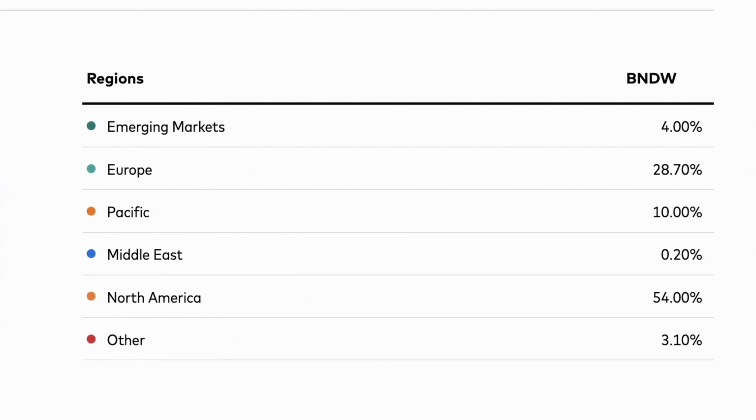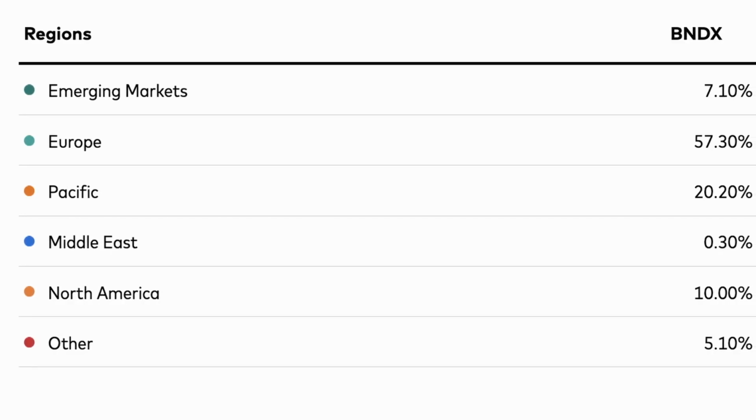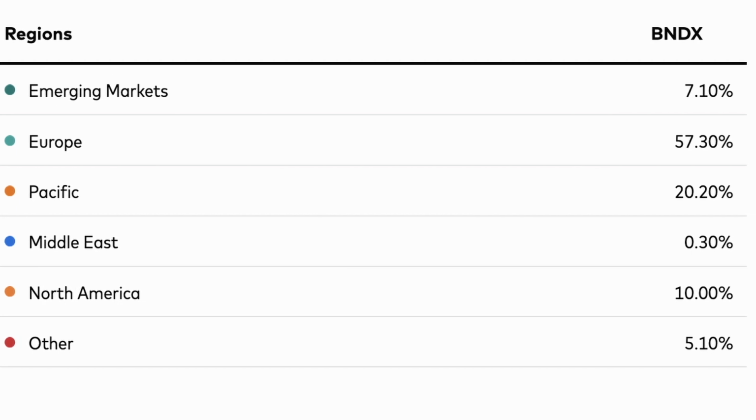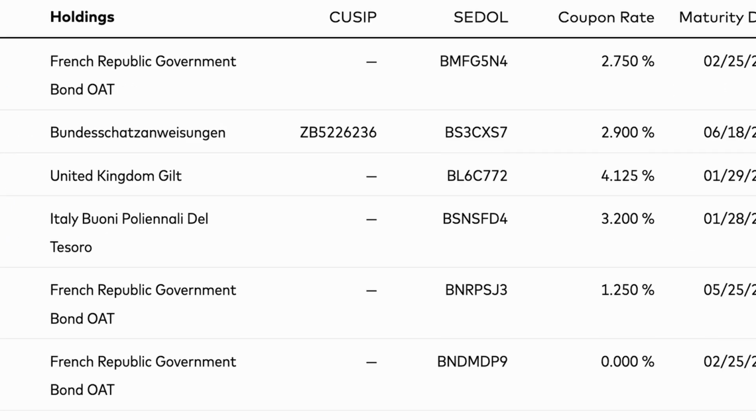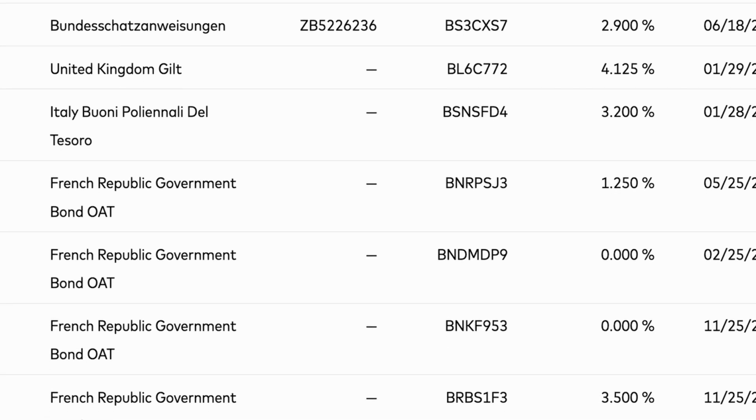including the US. And talking about the Vanguard Total International Bond ETF, BNDX, we're looking at a bond fund that invests in everything outside of the US. So, it's majority in Europe, somewhere in the Pacific, some amount of emerging markets, a little in North America and the Middle East. If we look at the holdings, we're looking at the UK, France, Spain, Italy. And so these are oftentimes government bonds from other countries that are more developed, but it still includes some amount of emerging markets.